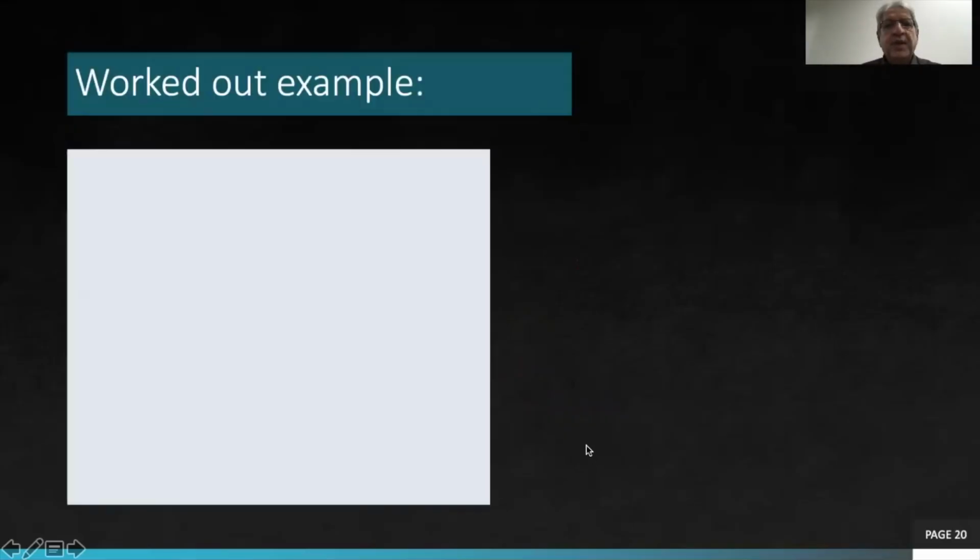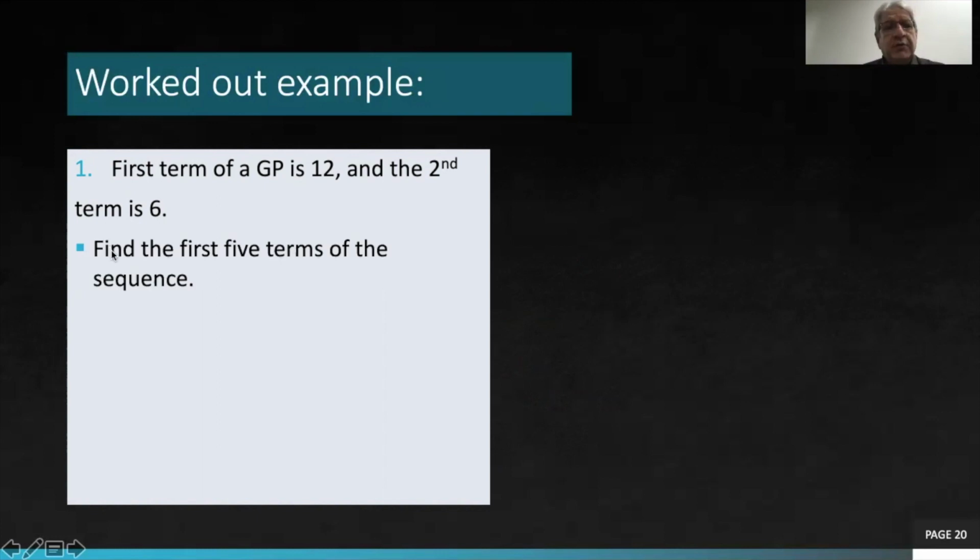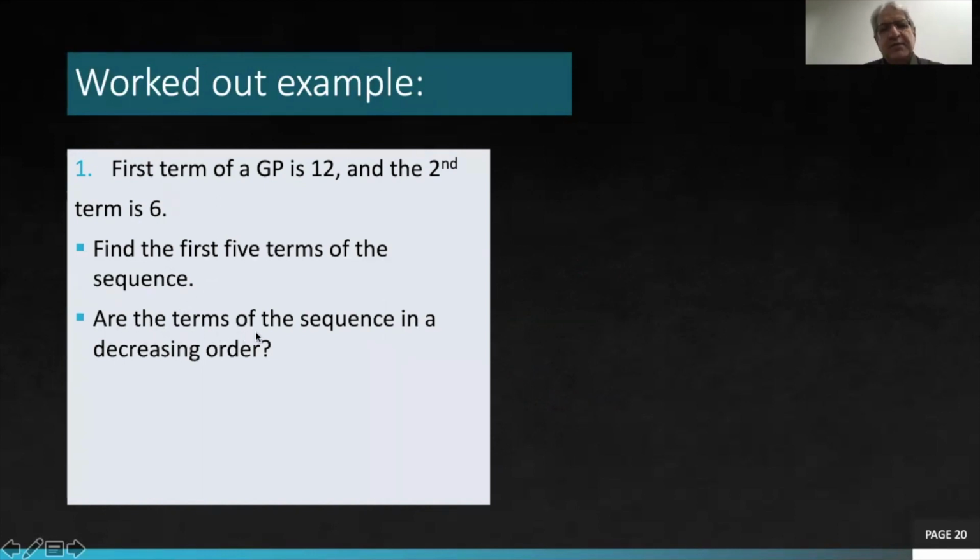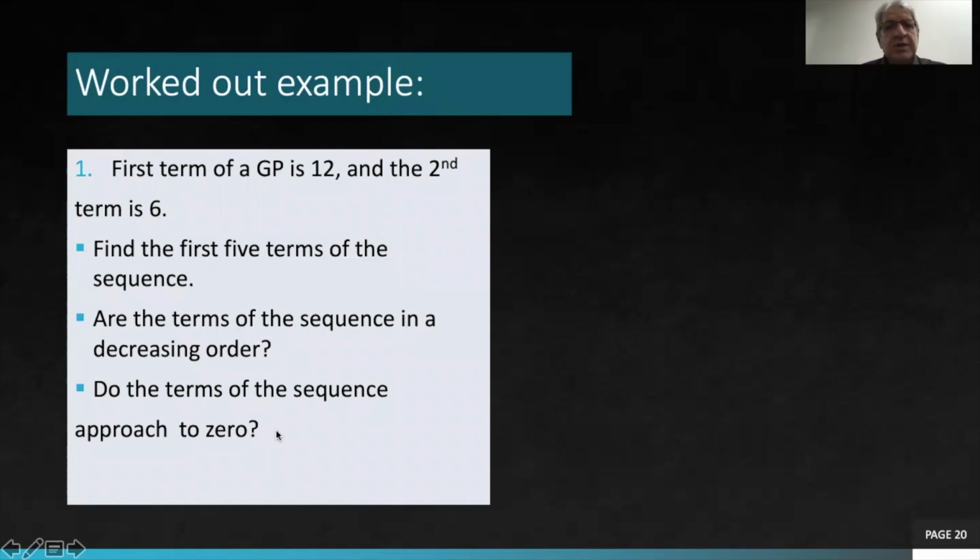Now let's go to the next question. Here, it says that the first term of the GP is 12 and the second term is 6. Good information. Find the first 5 terms of the sequence. We can do that. Then they're asking us, are the terms of the sequence in descending order? And do the terms of the sequence approach 0? Let us check that one by one.